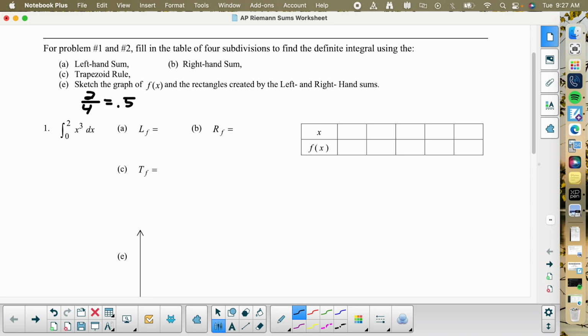So over here, this table has 5 spots on it, even though there's only 4 intervals. And what we're going to do is fill out from 0 to 2 with 4 intervals. So add 0.5 repeatedly, and then it should end up at the 2. Now, what I'd like you guys to do kind of quickly, fill out the bottom of the table. So, is it just x cubed? Yeah. Fill out the bottom of the table pretty quickly with x cubed.